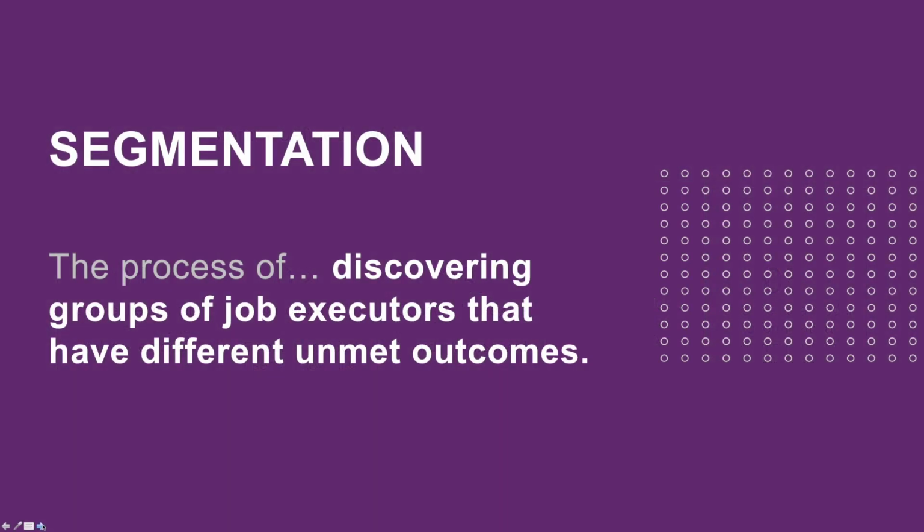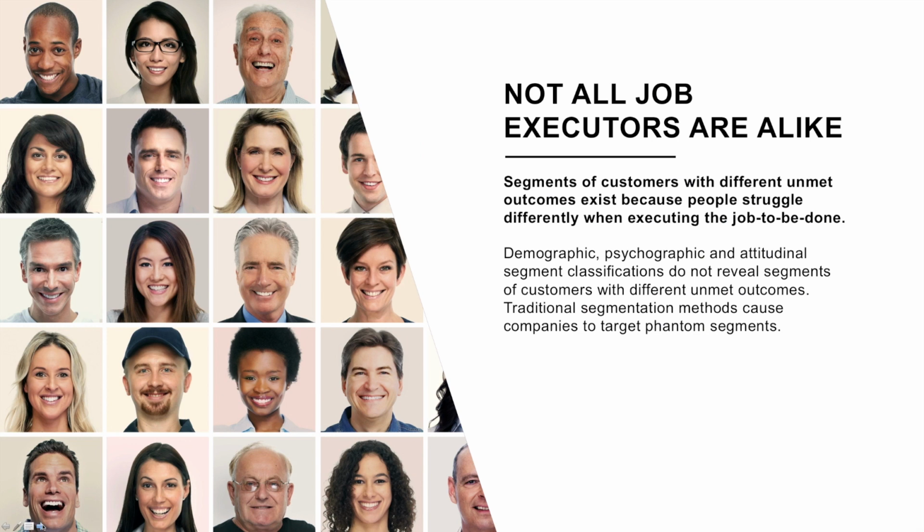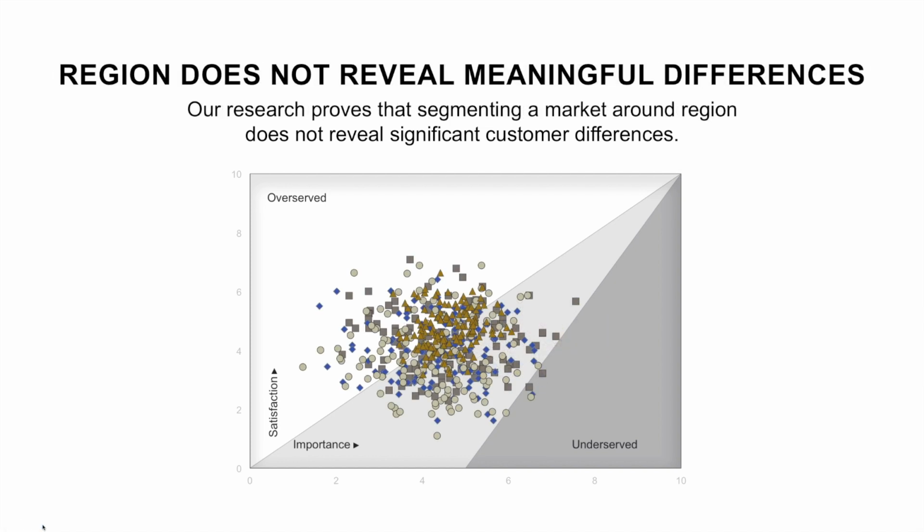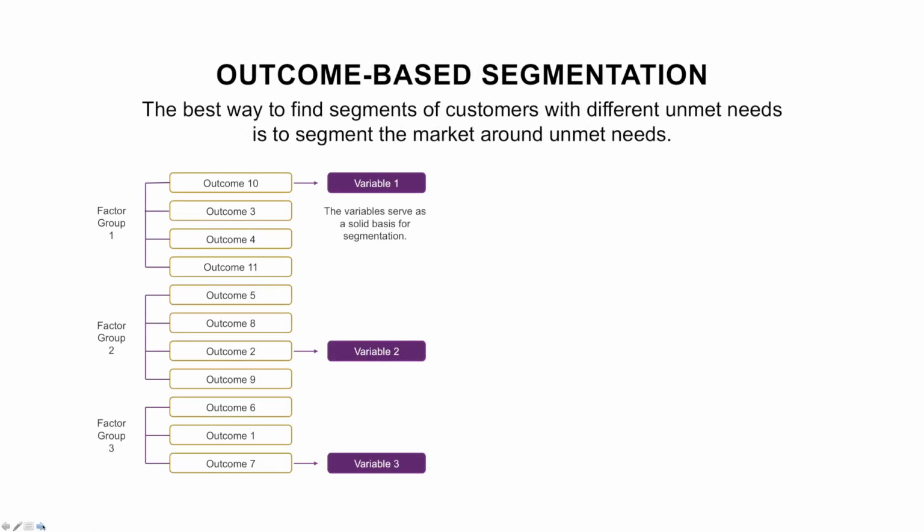Next comes the segmentation. This is discovering groups of customers that have different unmet outcomes. And we find this to be true in every market. People simply don't agree on what outcomes are important and unsatisfied for some reason. And what we want to do is to discover which outcomes are uniquely underserved in each case and why. So to do this, we don't segment around gender or age or any psychographic or demographic characteristic. Instead, what we do is we segment around the customer's unmet outcomes.